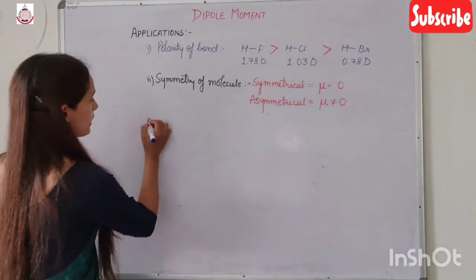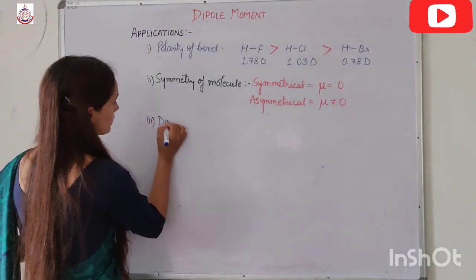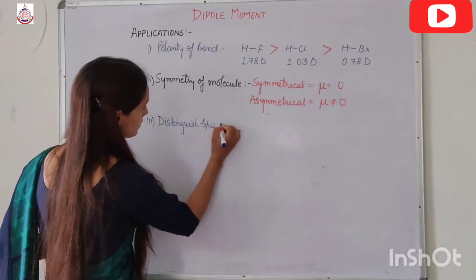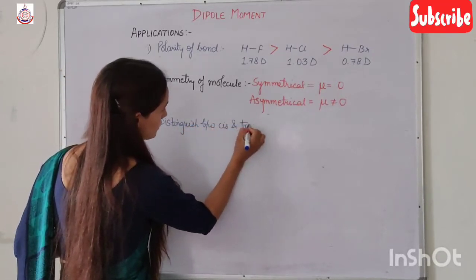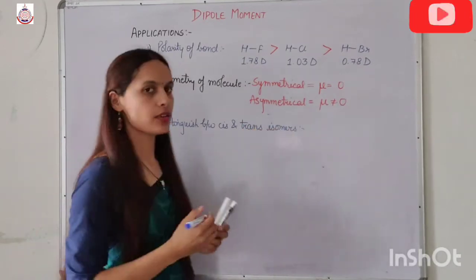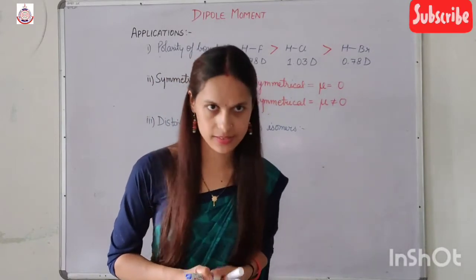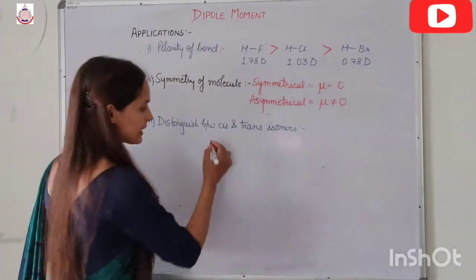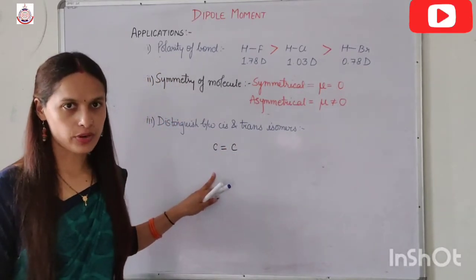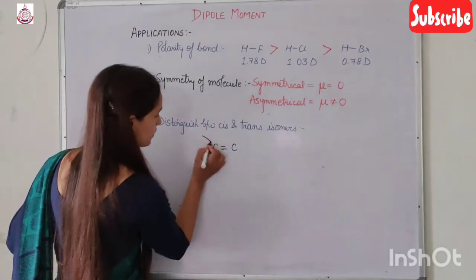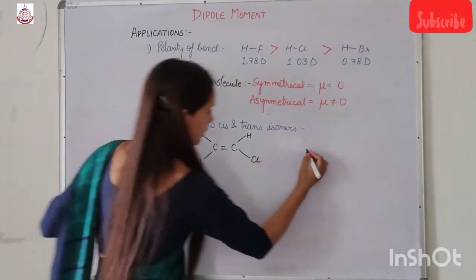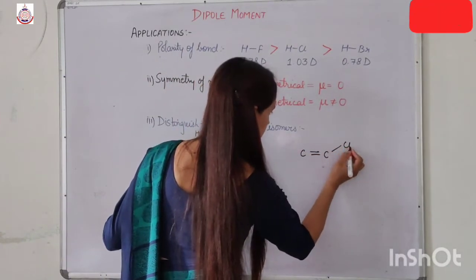Now, the third application is to distinguish between cis and trans isomers. Now, in our 10th class, we have studied about alkenes. Alkenes are double bonded carbon compounds, meaning alkenes are unsaturated hydrocarbons. Clear? Now, suppose I have a molecule like this.